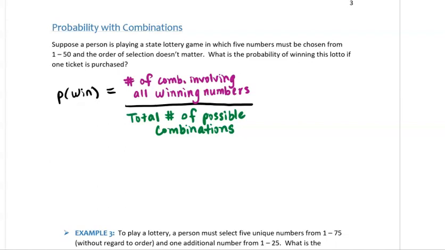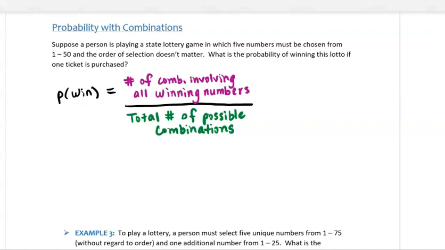This is an example of a probability problem involving combinations because we are selecting numbers from a group. We're assuming that we don't select a number more than one time, and the order of selection doesn't matter. To find the probability of winning, we must find the number of combinations of 5 winning numbers from the 5 winning numbers, and then divide that by the total number of possible combinations of 5 numbers from a group of 50 numbers.